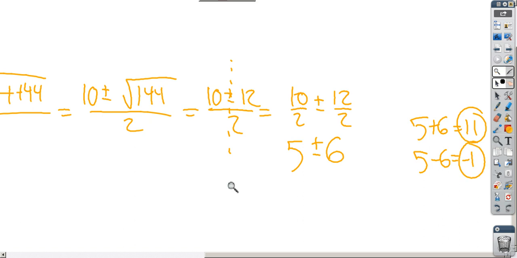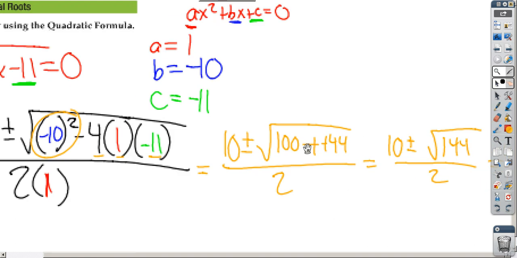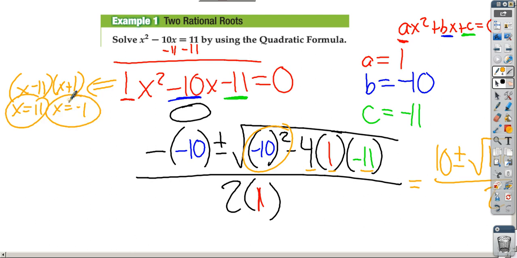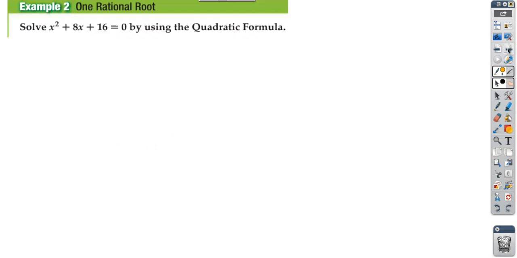And you might have noticed at the beginning that we could actually have factored this right here. X squared minus 10x minus 11 factors to x minus 11 times x plus 1, and it means the solutions would be 11 and negative 1. And that's what we found using the quadratic formula. Okay. What if you had something like this?